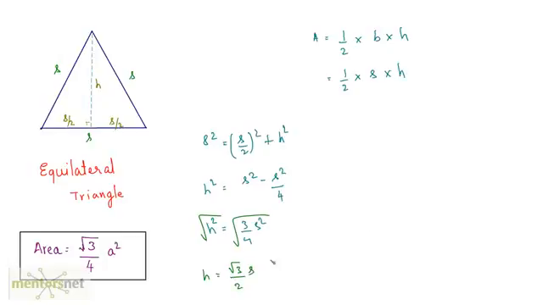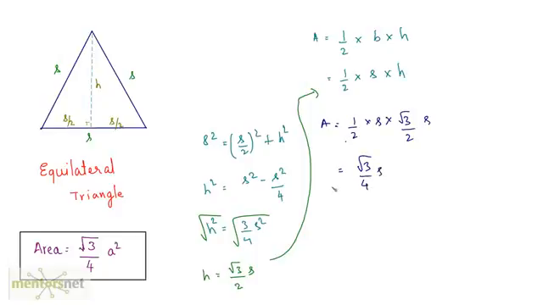Okay, now put this value of h here in this equation. So area is equal to half of s times root 3 by 2 s. Okay, so we have root 3 by 4 s square as the area. So this is how we got this formula. Now let us solve questions related to an equilateral triangle.